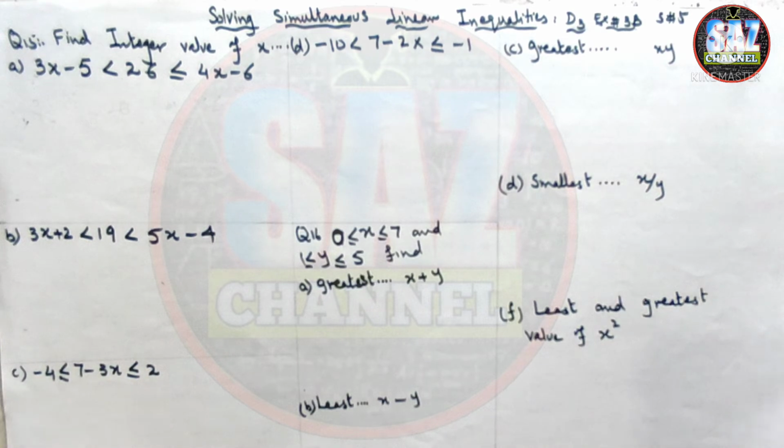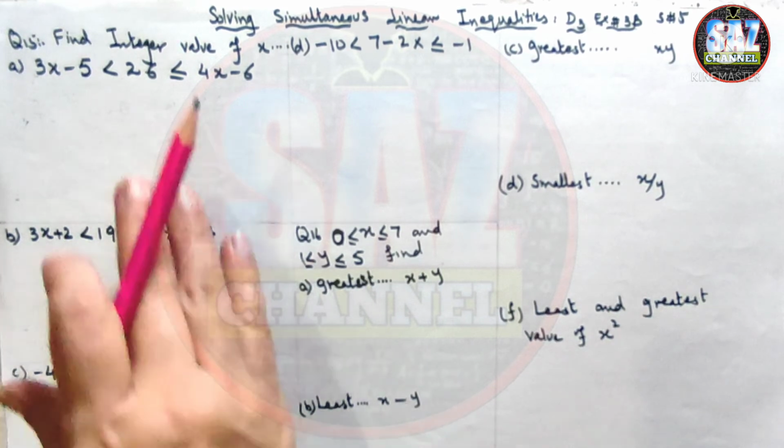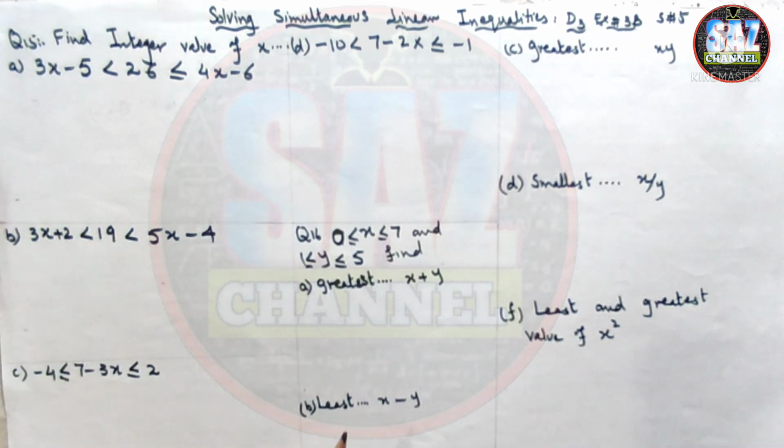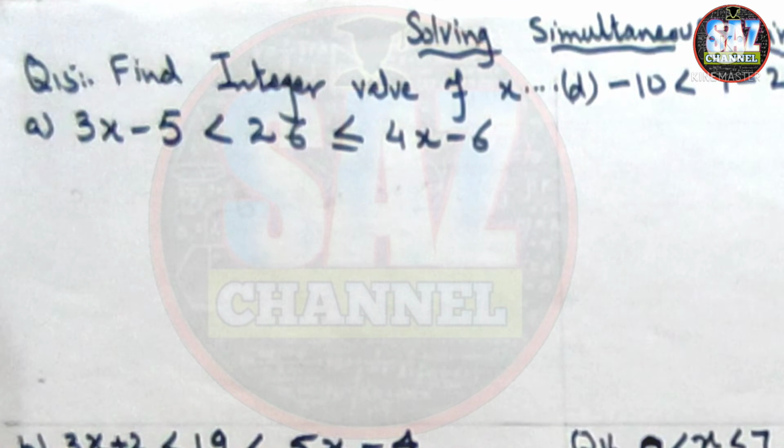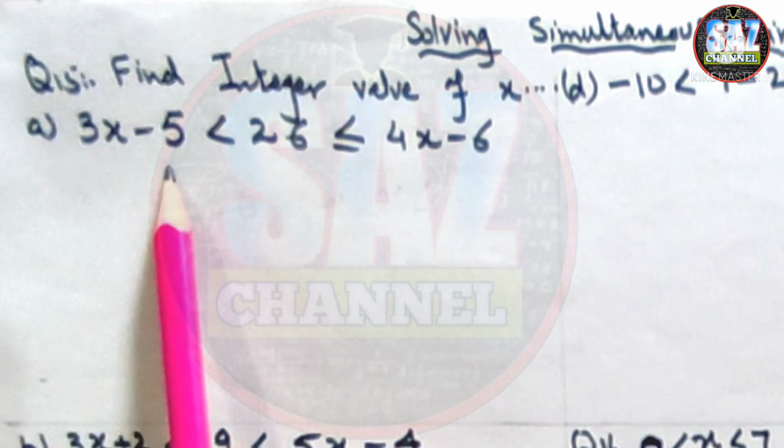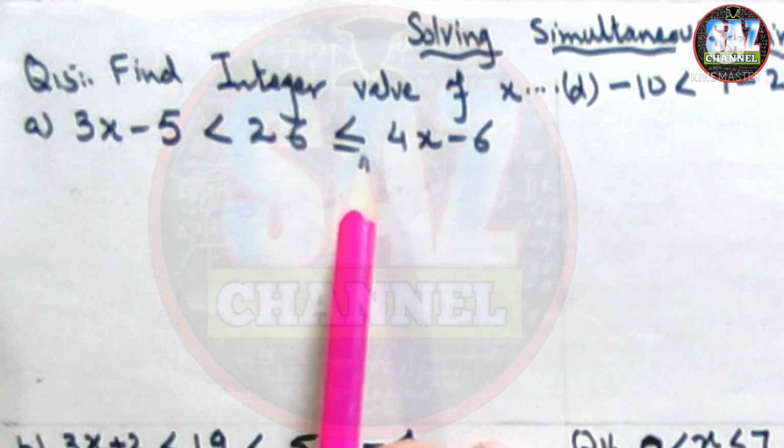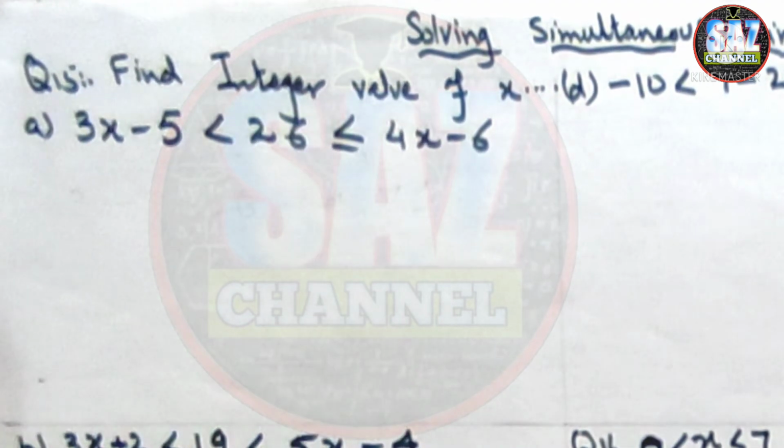This is my fifth lesson of D3, chapter number 5, exercise 3B, that is about solving simultaneous linear inequalities. Students, in this lesson, we will be discussing question number 15, and let's read the question from the book. Question 15 says, find the integer values of x which satisfy the following inequalities. 3x minus 5 is less than 26 and 26 is less than or equal to 4x minus 6.